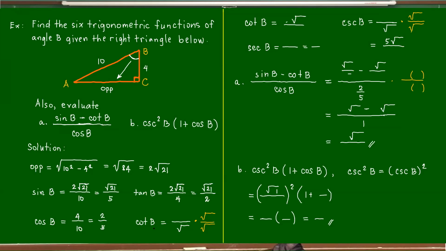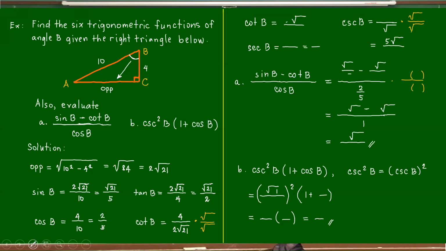Over 2, no? Over. What about cotangent B? Cotangent B is adjacent, that is 4 over opposite. Opposite is 2 square root of 21.